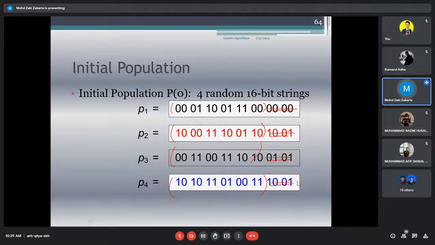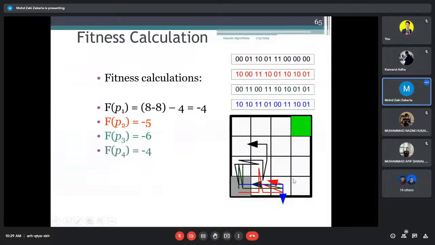Okay, so for P1, consider the movement. We have 4 movements: 0, 0 is north, 1, 0 is east, 0, 1 is west, and 1, 1 is south. Okay, so for this one, we start at the starting point.